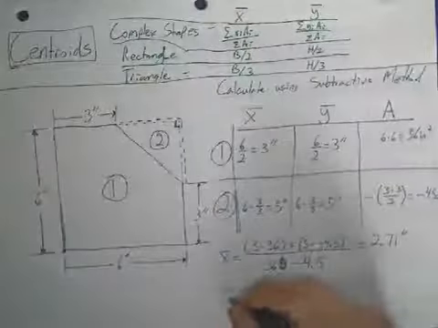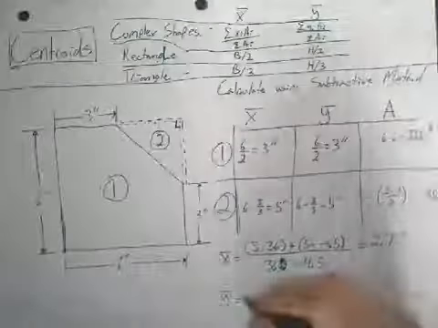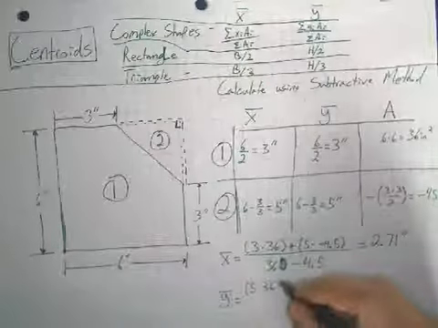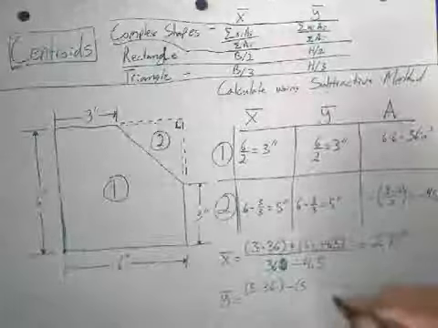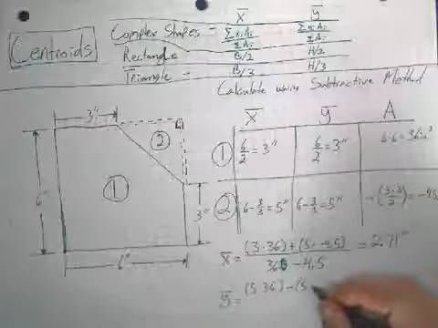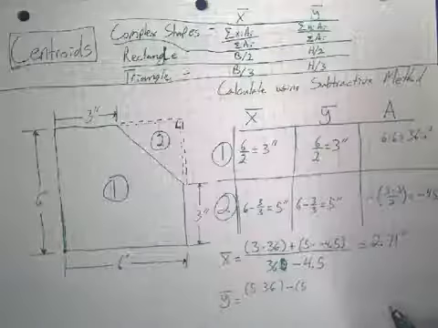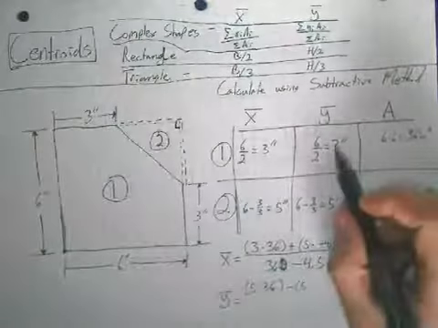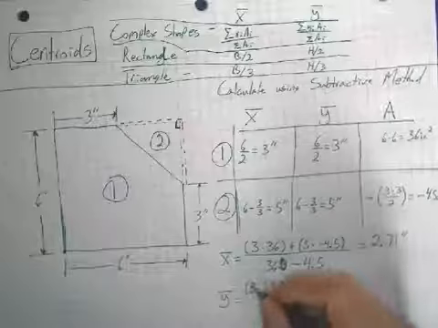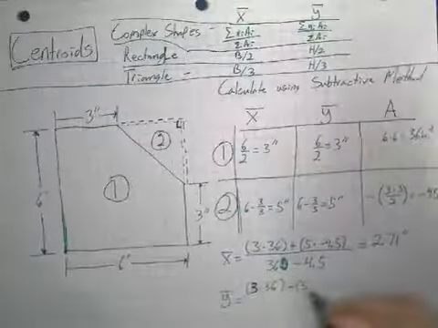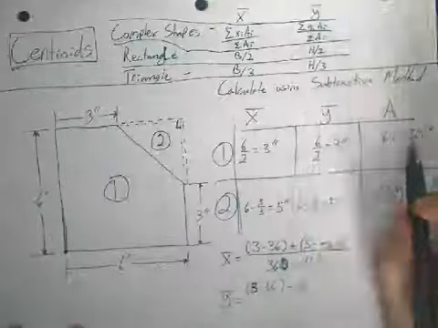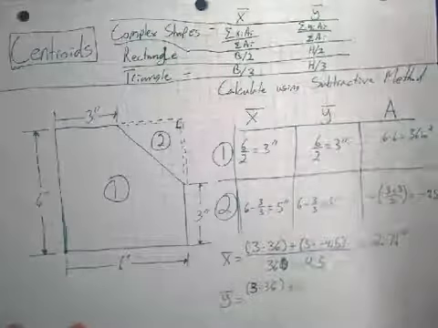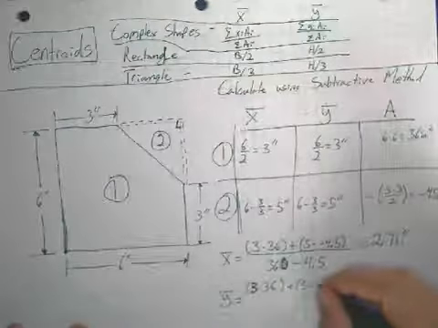So if we go y bar to finish this off, we'll say that we want, no, sorry. Getting ahead of myself. 3 times 36. 3 times 36, because I'm using this y bar and this area. Sorry about that, shape 1. Plus 5 times negative 4.5.